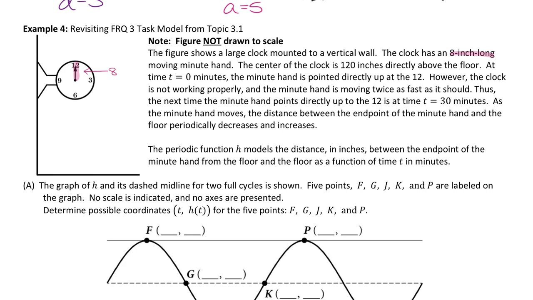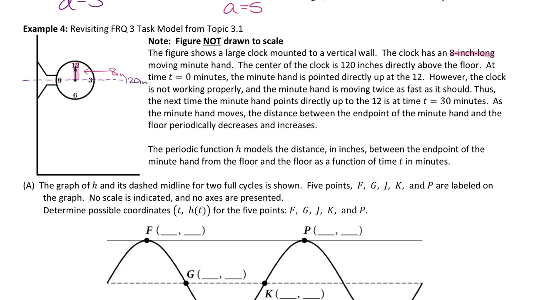Amplitude. We've just figured out that that's the amplitude. The center of the clock is 120 inches directly above the floor. Guess what color I'm going to use for that? It's purple. What does that mean 120 is for me? The midline.